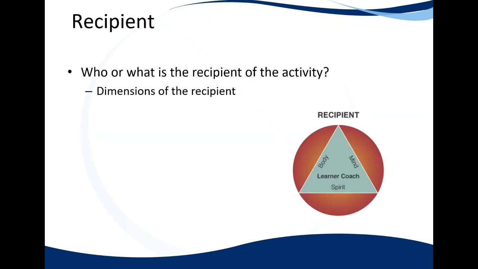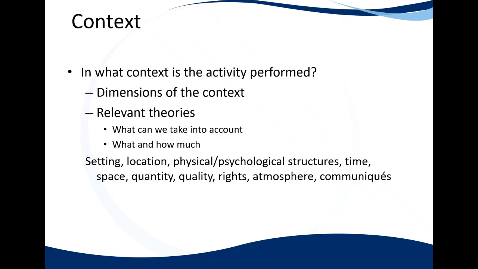The same goes with the recipient. Who's on the receiving end? On the receiving end, you would have your learner coach. These were business coaches. And then you would have your description again. The context is the third of the activities. In what context is the activity performed, or the dimensions of the context? It can be the setting, the location, the physical, psychological structures, time, space, atmospheres. So in what context does it take place?